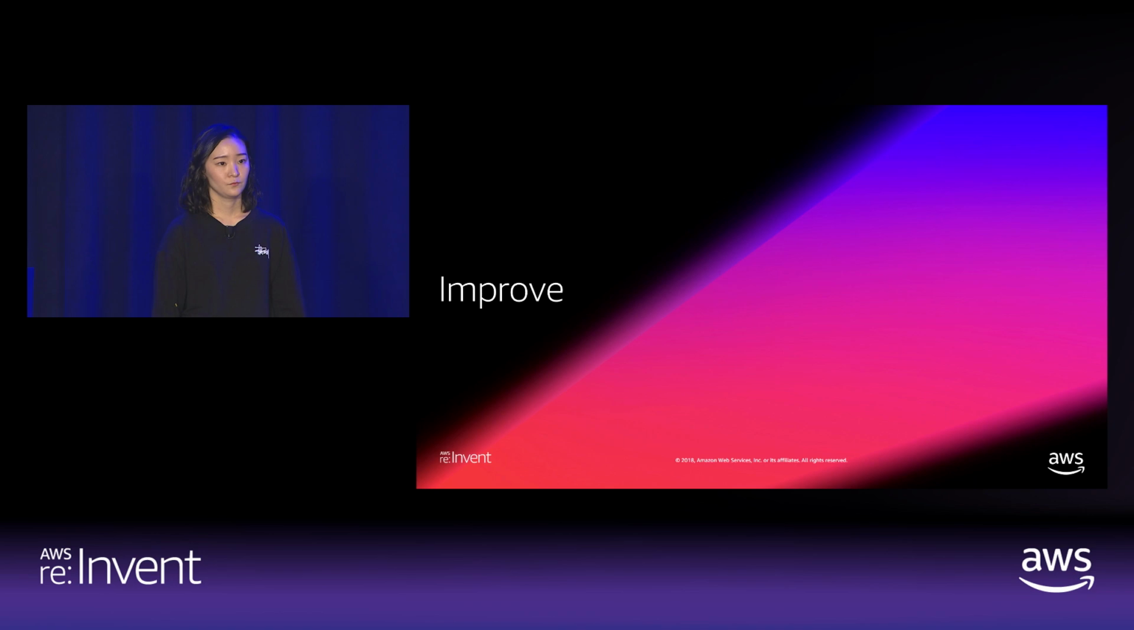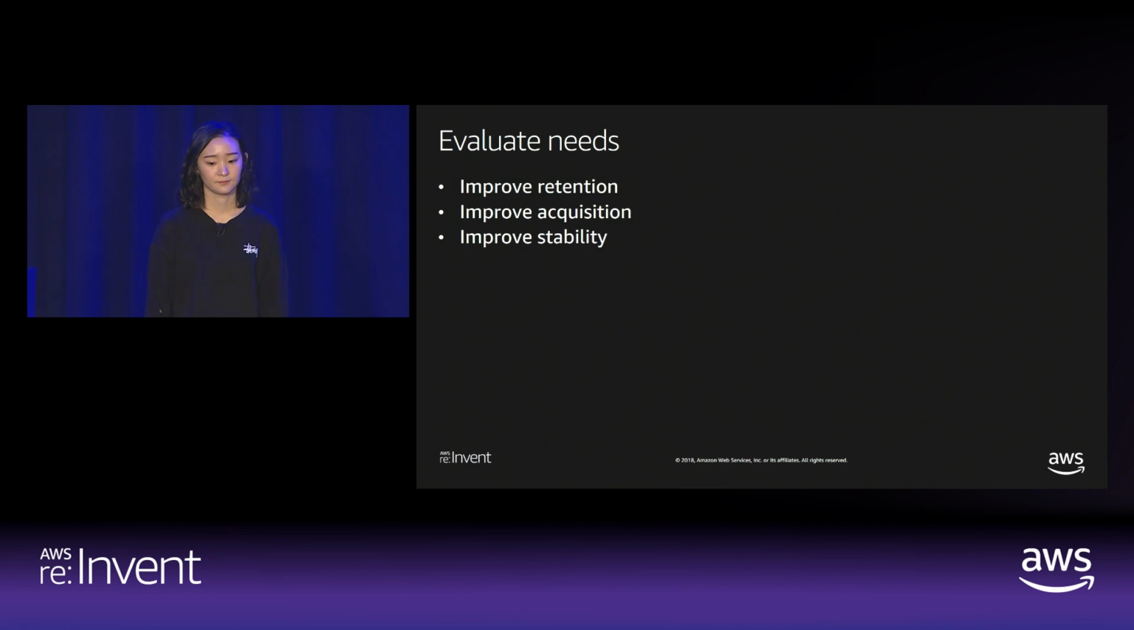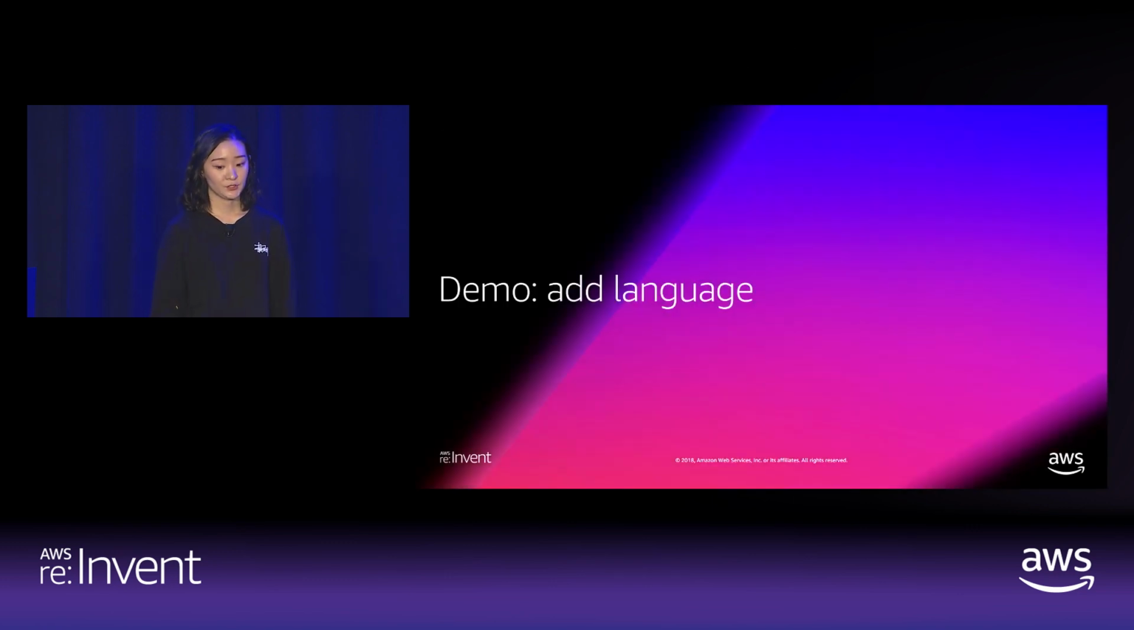So now that we have both operational and business metrics, it's important to take these and analyze them and look for ways to improve your app. So with the added metrics, I can get indirect feedback from my customers to see how my app is doing. We can pretend that we've been getting a lot of tweets from our customers to be able to add German. So that will definitely improve my retention and acquisition. So let's quickly add German.